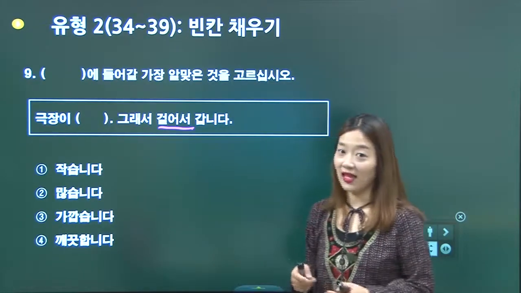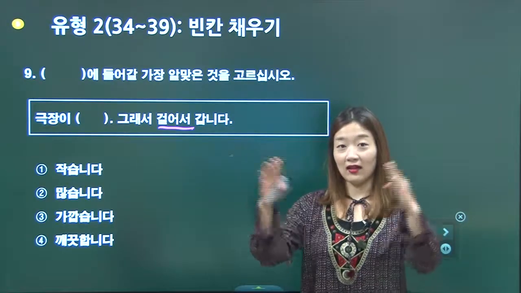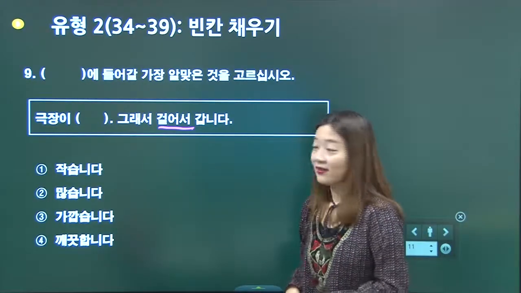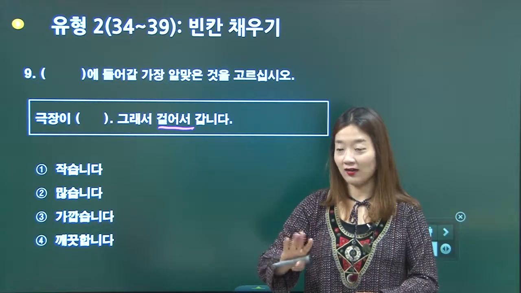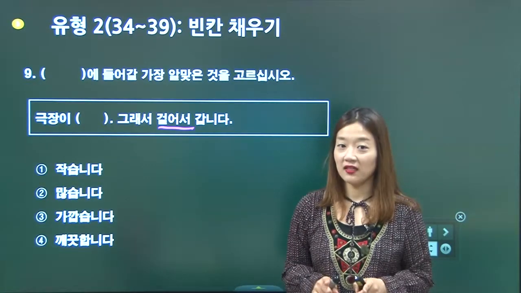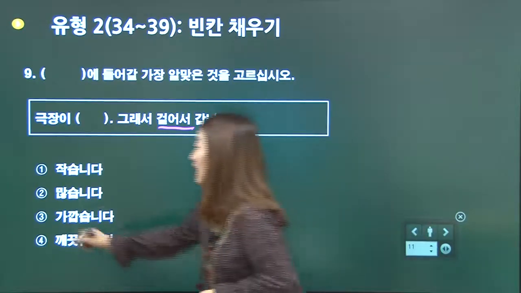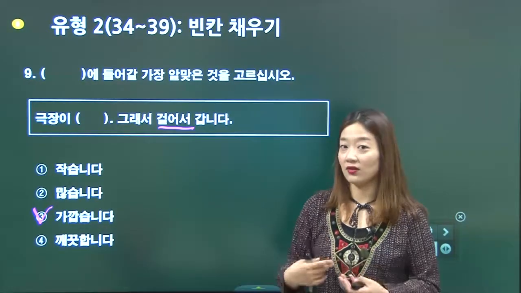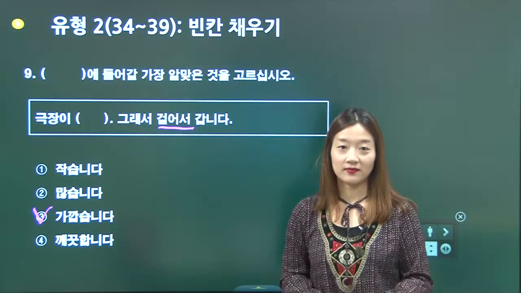Number one, 작습니다. Small, little. Number two, 많습니다. A lot of, so much. 3번, 가깝습니다. Close, right, not far. Number four, 깨끗합니다. Clean, not dirty. So, the right answer for here, number three. 가깝습니다. 가깝다 means close. It is close. Okay? So, 극장이 가깝습니다. 그래서 걸어서 갑니다.